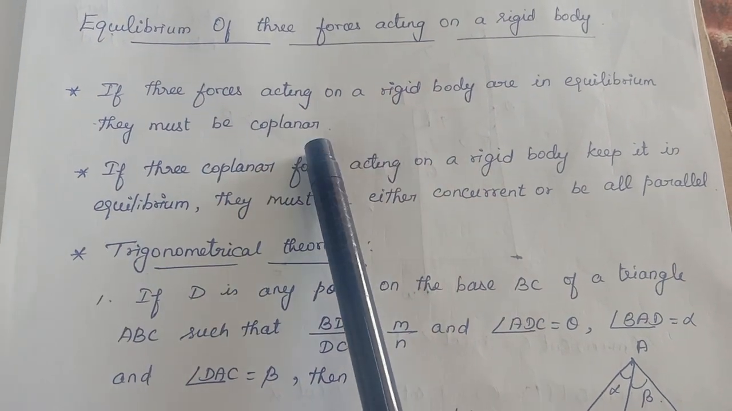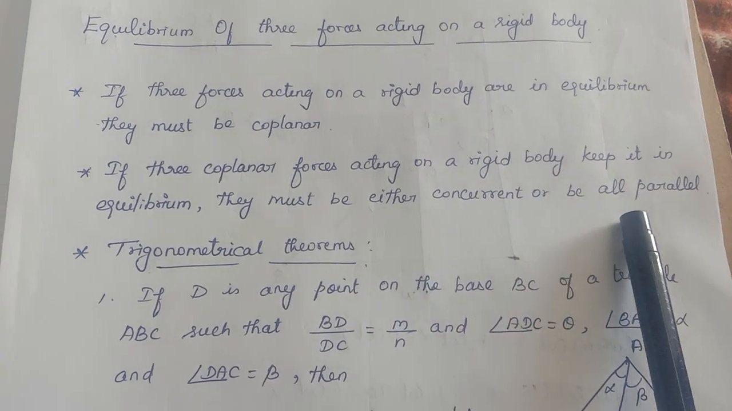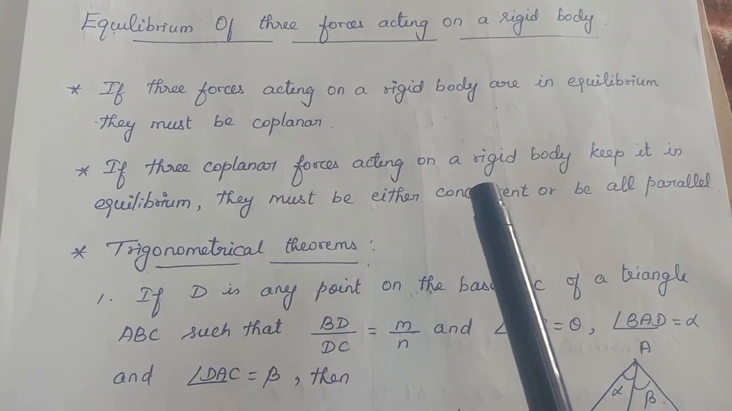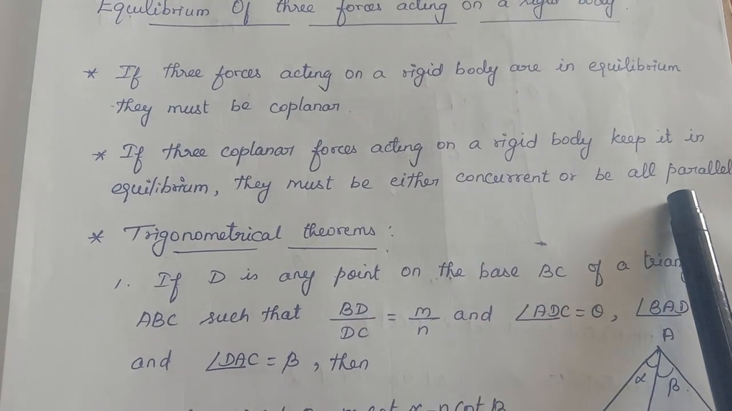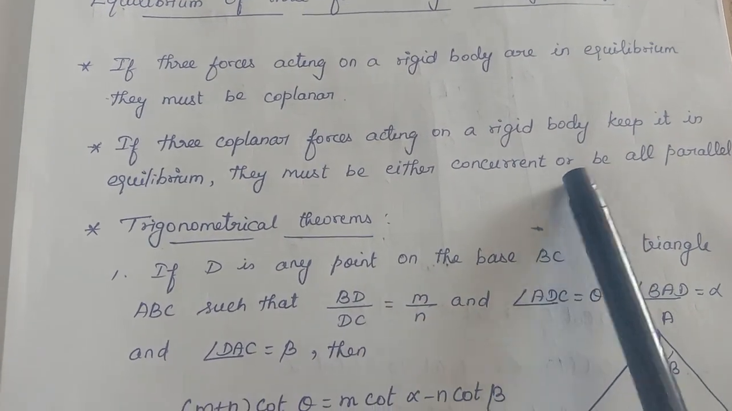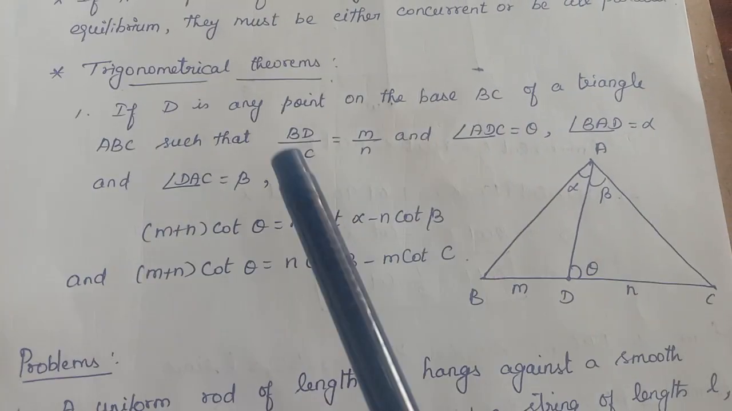Okay, they must be coplanar. The second result is they must be either concurrent or all parallel. That is, all the three forces must meet at a point or they must all be parallel. So this is the result which is very important for solving the problem. Another important result is the trigonometric theorem.